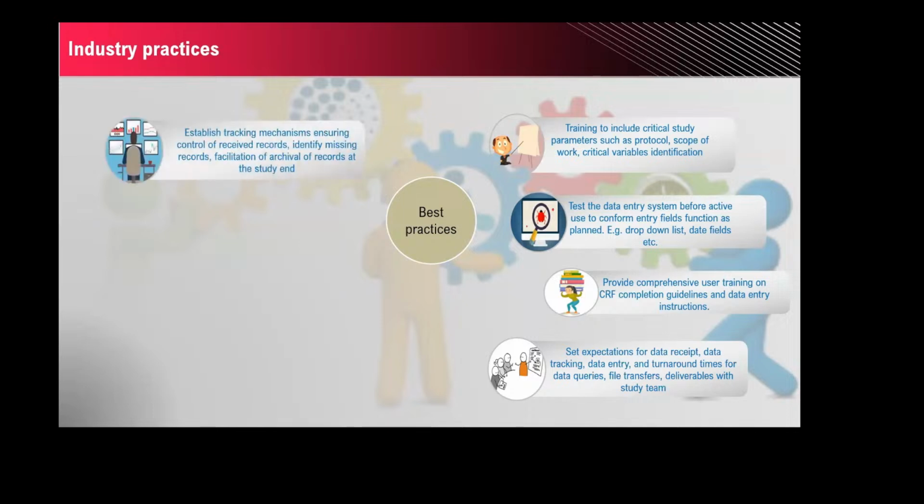The tracking mechanisms should be detailed for receipt of CRFs and other forms containing data to be entered. Tracking ensures that there is a control of the received records. Identification of any missing records is easier, and it also facilitates the archival of records at the end of the study. Quality control and assurance plans should be in place to address collection and review of the primary and secondary safety data.